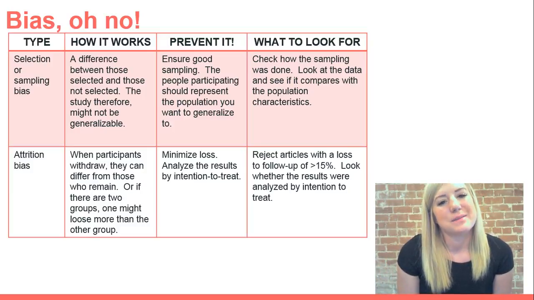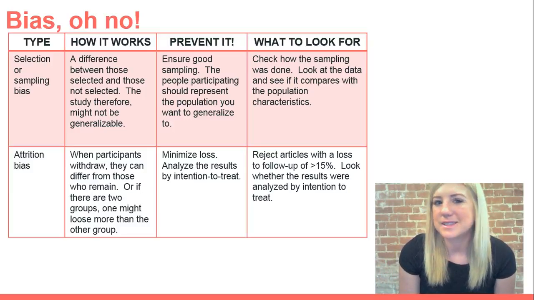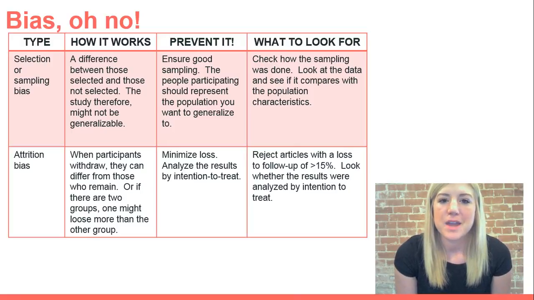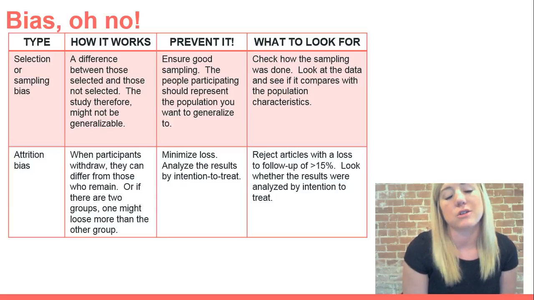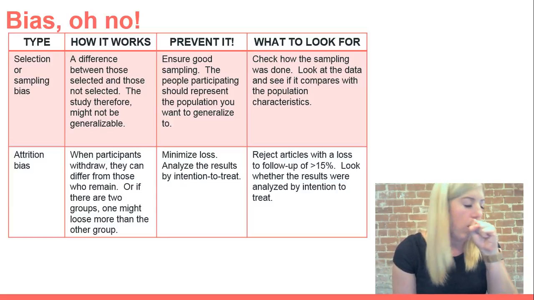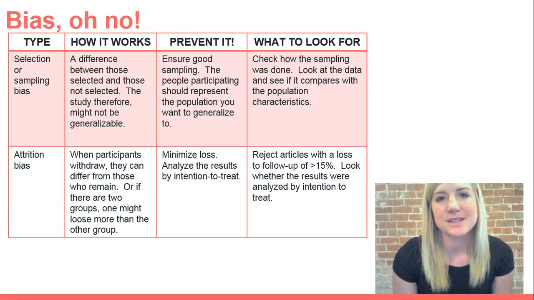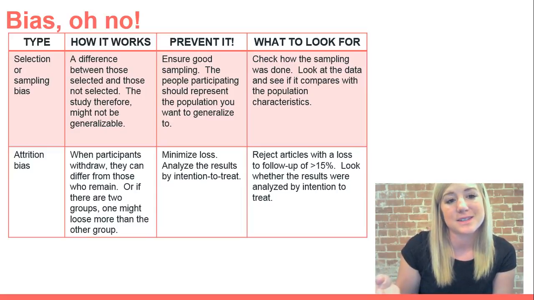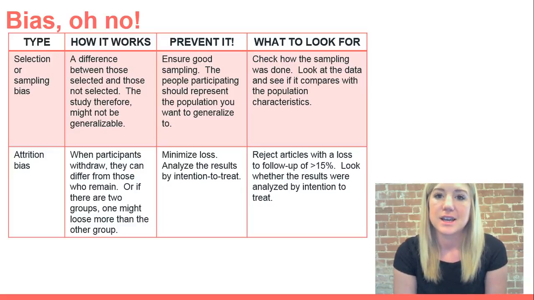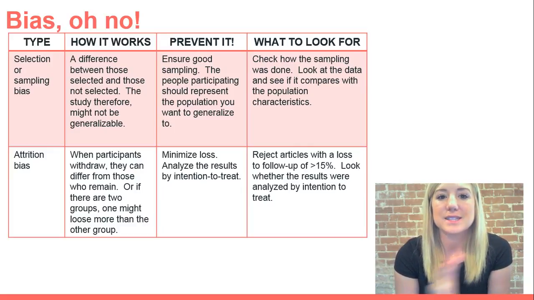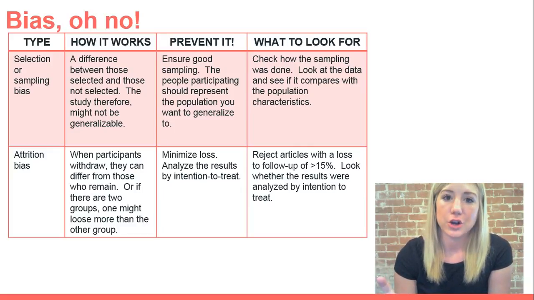So bias. Bias happens in every research study, whether it's inherent or not. It's something that's discussed usually in the limitation section of articles. So let's discuss a few types. So the first type, selection or sampling bias. So this means that there is a difference between those people who are selected to be in a study and those who are not. Therefore, it's not really generalizable if this occurs.